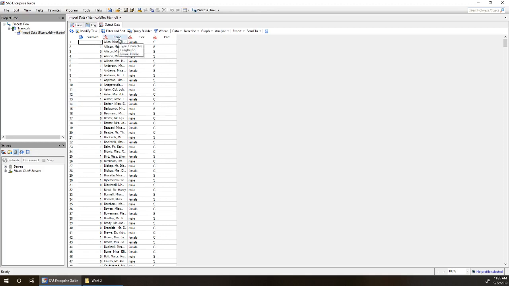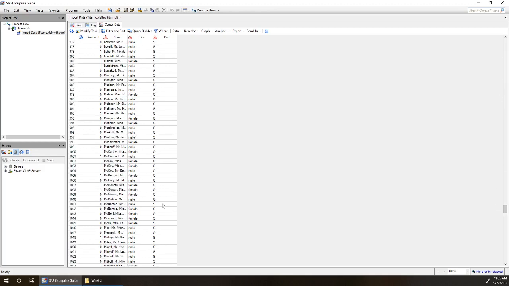We've got their name. We won't be using name in this analysis. We've got their gender, male or female. And we've got the port at which they entered the Titanic: S for Southampton, C for Cherbourg, and Q for Queenstown. We should find one somewhere down here. There we go, Q for Queenstown.